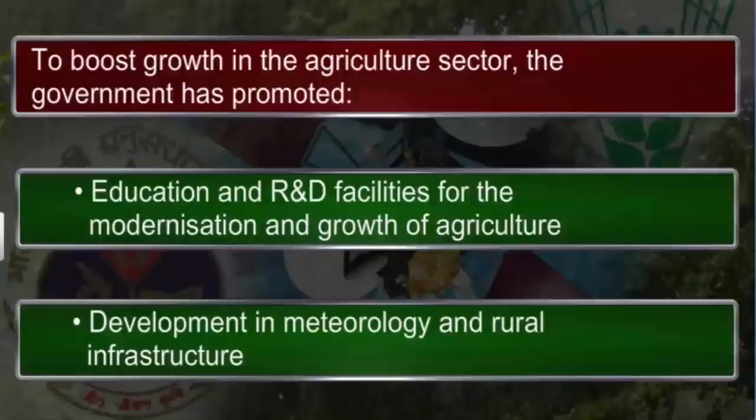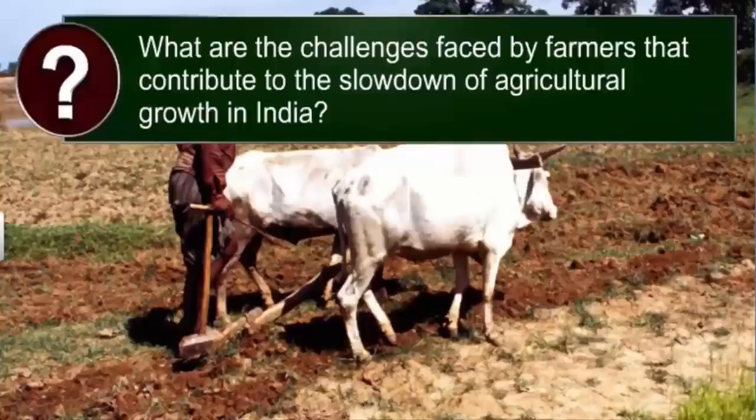Despite the government's efforts, we just saw that the figures indicate a slowing down of growth in the agriculture sector. The reason partly lies in the challenges faced by the farmers in India today. Let us now look at some of the challenges faced by farmers that contribute to the slowdown of agricultural growth in India.